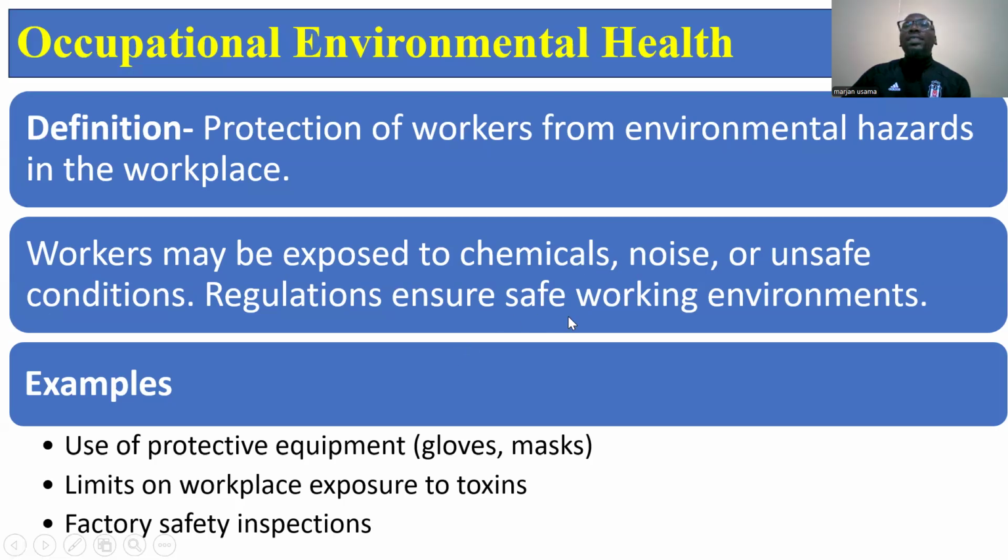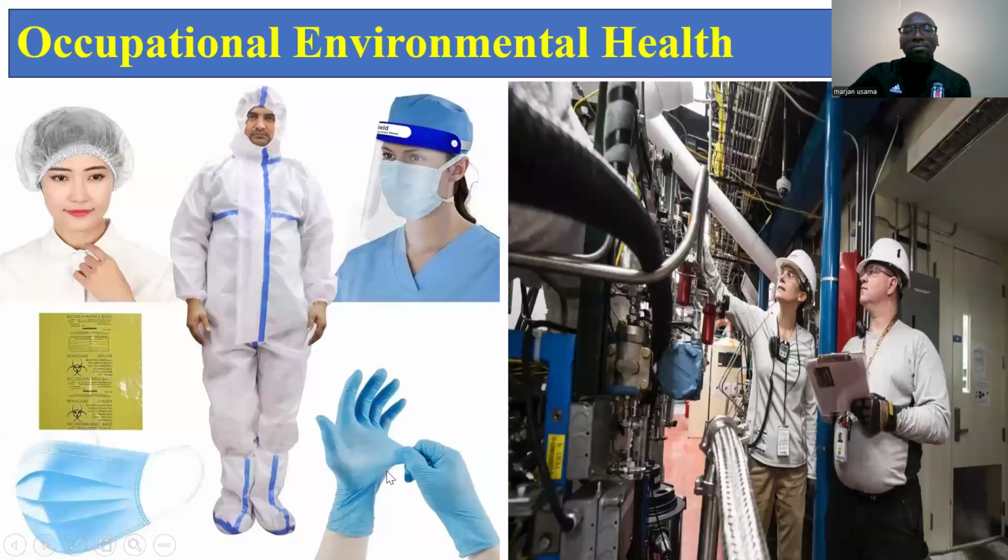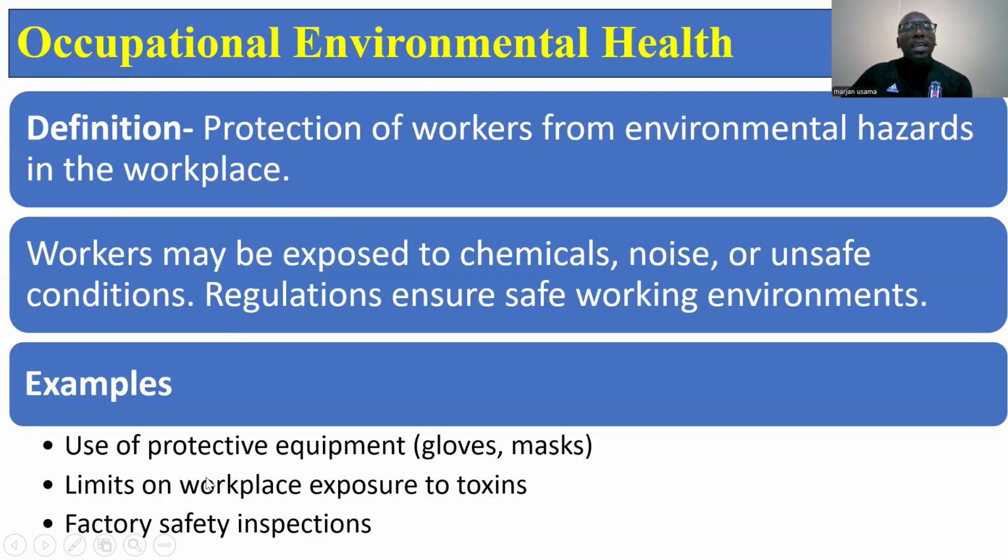Workers may be exposed to chemicals, noise, and unsafe conditions. So regulation ensures safe working environments. That is why you have to use protective equipment like gloves and masks. All these are protective equipment which are very important. Then limits on workplace exposure to toxins, then factory safety inspections, which is very important.